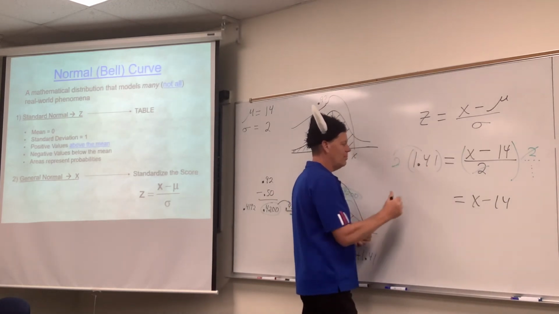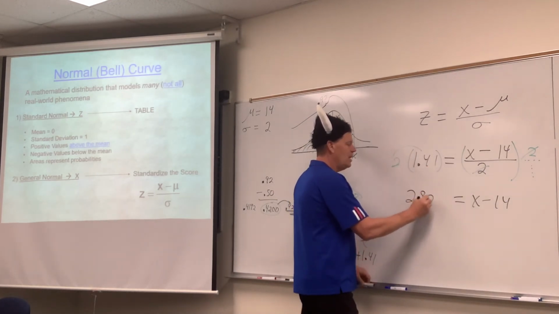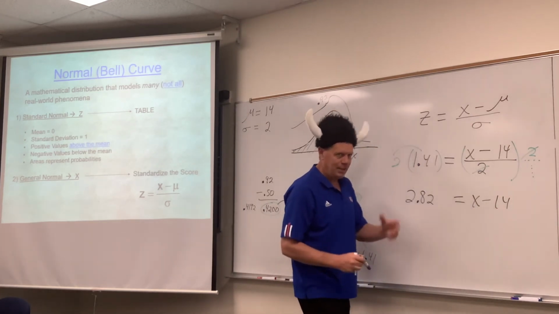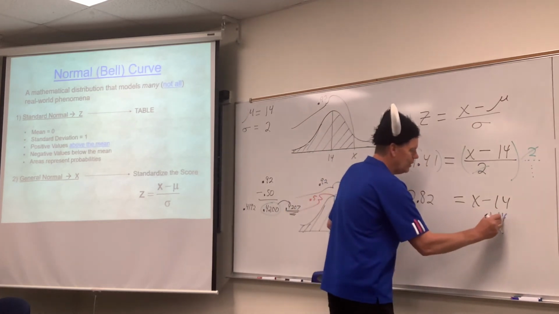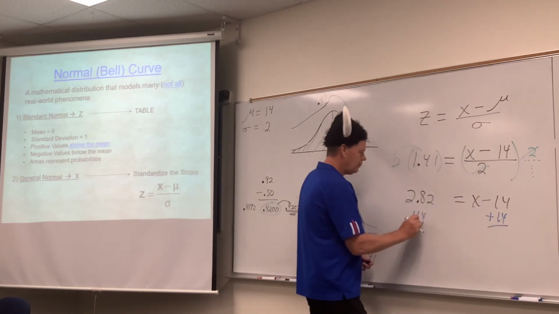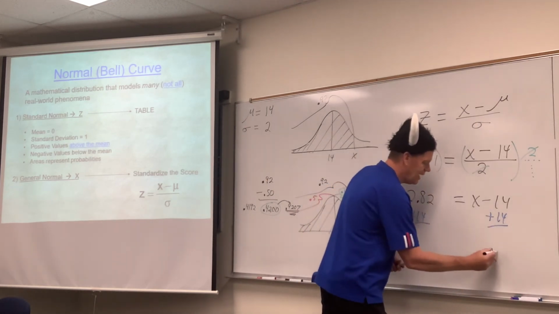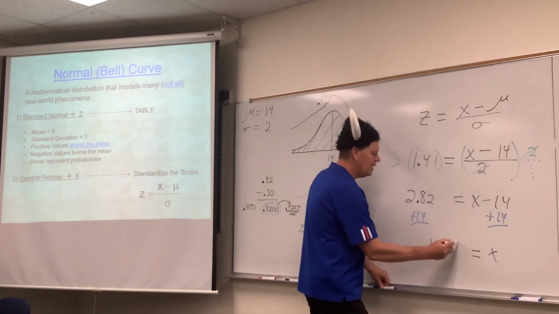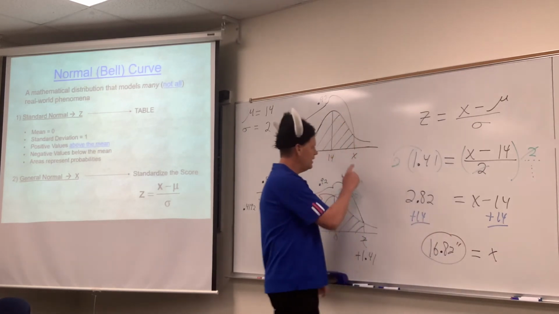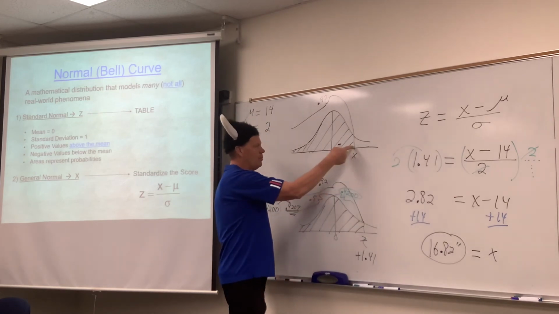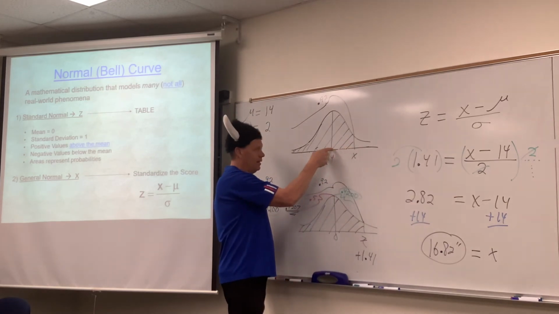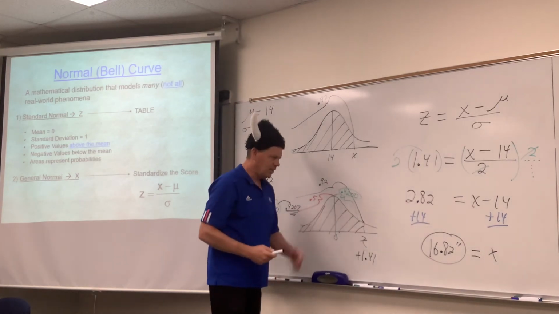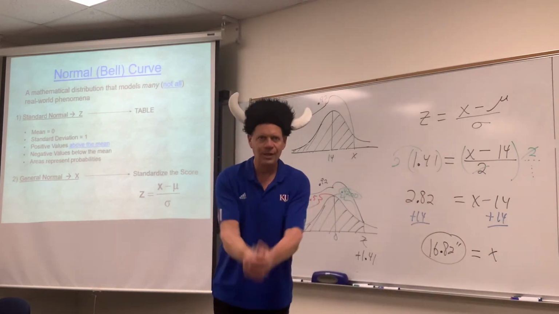I think I can do that in my head. That's 2.82. And then that's a variable, that's a constant, so you have to keep them separated. And so you add the 14 over to get x by itself. We discovered that they should actually make the seat 16.82 inches wide. If they set it that wide, all the people who are skinnier than that will fit. And that was the point. So 16.82 inches would be the answer.